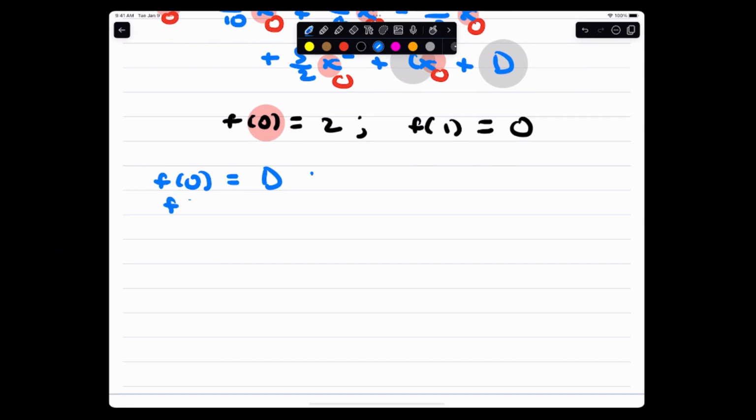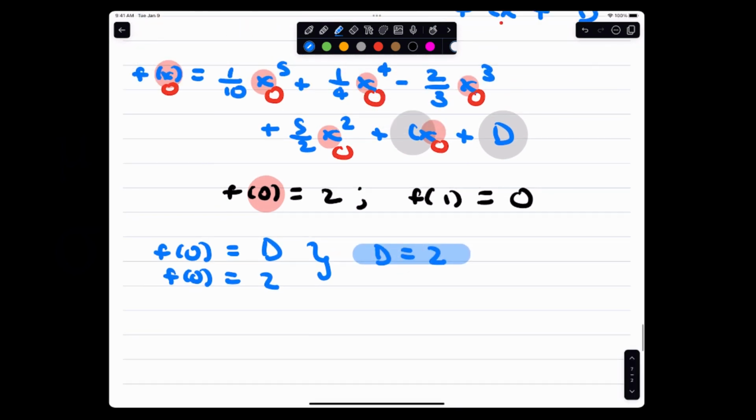But we know f of 0 is what? 2. So this means our d is what number? D is 2, yes. So at this point, you might say, can I change this D to 2? Yes. That's what D is. Okay, you guys see that? All right, that's applying the first condition.